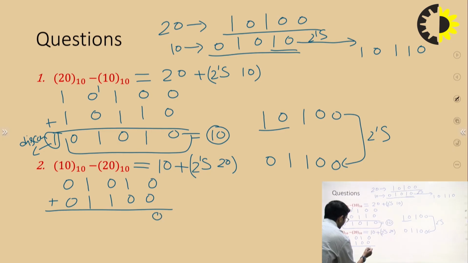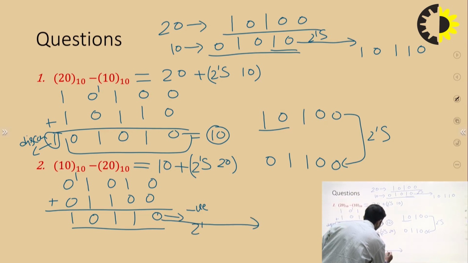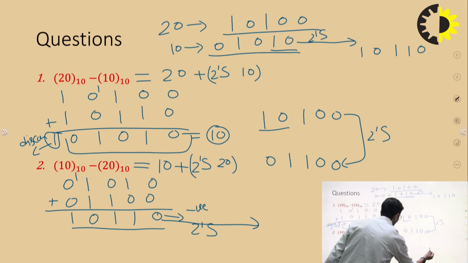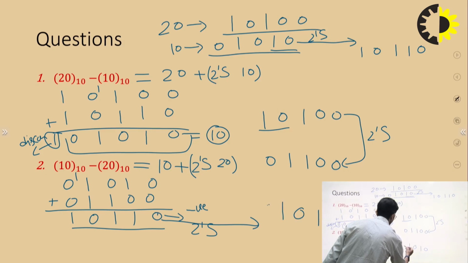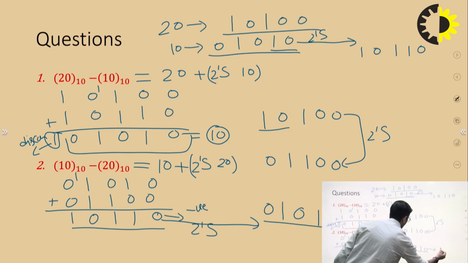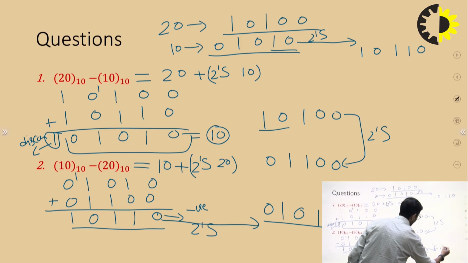So 0 plus 0 is 0, 1, 1, 1 plus 1 is 1, 0, that is 0 is sum, 1 is carry, and 1. Since here no carry is generated, in 2's complement if carry is not generated, the answer is negative. And to get the final answer, we have to take the 2's complement of the final result. So up to the first one, the bits should be the same. After that, we take the 1's complement. Which is equivalent to minus 10. So 10 minus 20 is minus 10. We are getting our correct result.